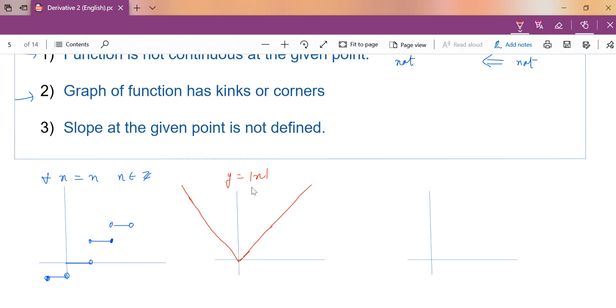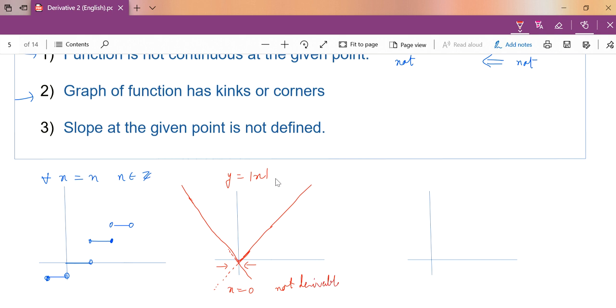So here you see that this is your graph. Now if I approach my function from this side at 0, what is the tangent to the function? This line itself is the tangent. If I approach 0 from the other side, my tangent is this. So at the point 0, you don't have a unique tangent. So at x equal to 0, your function is not derivable.